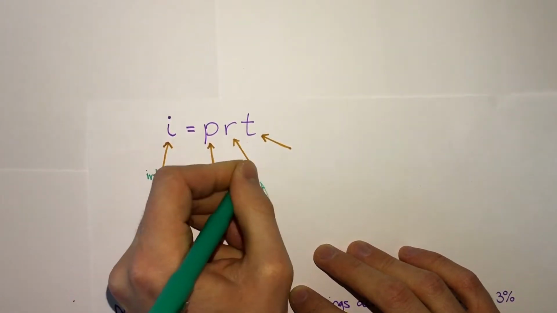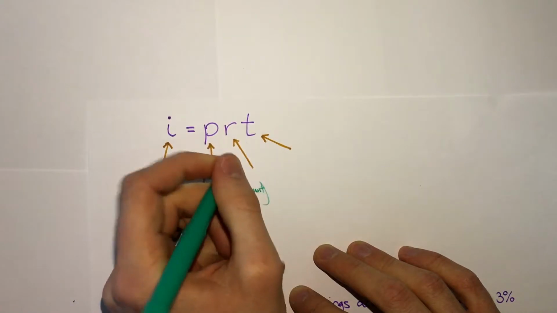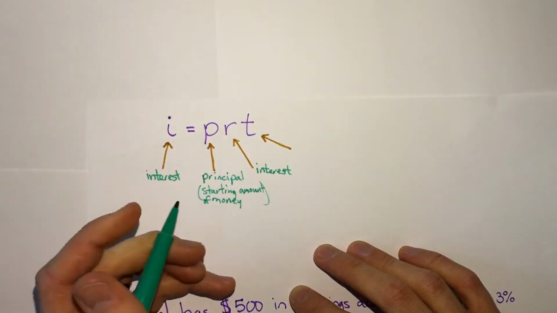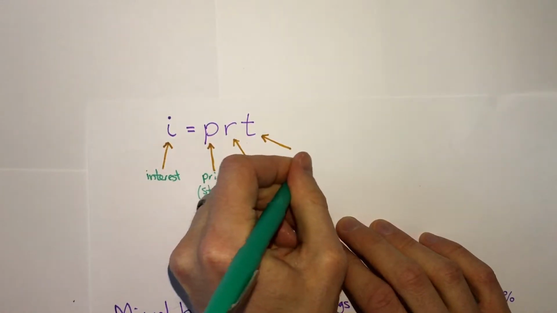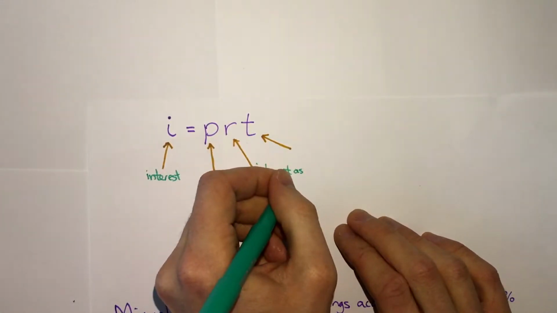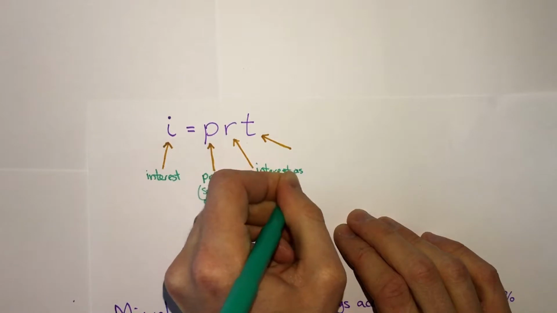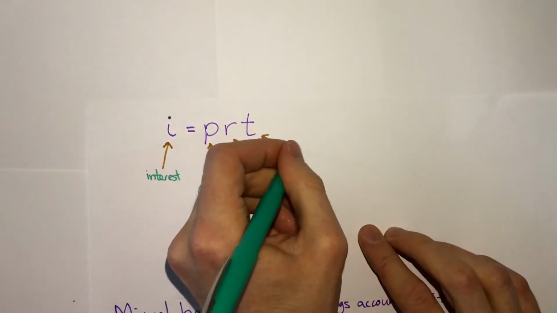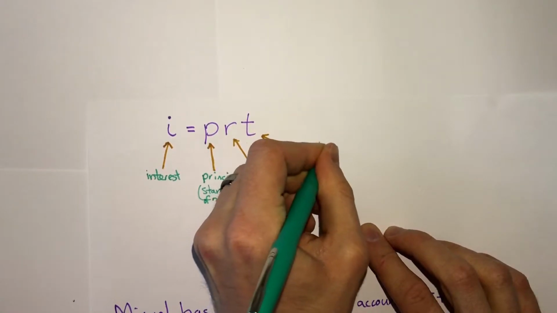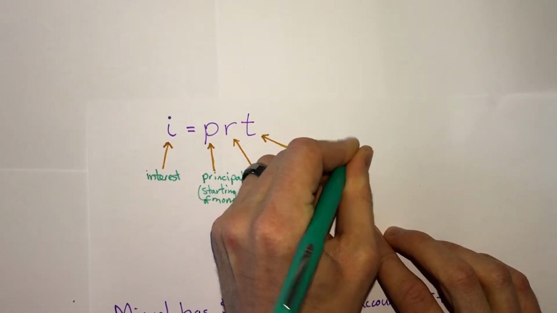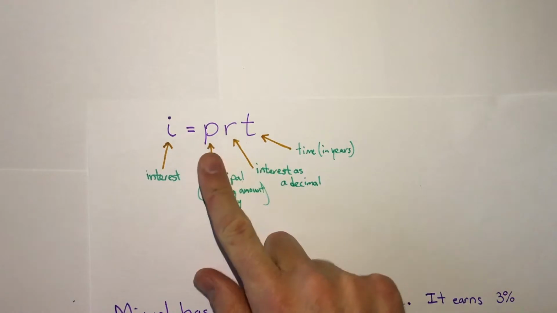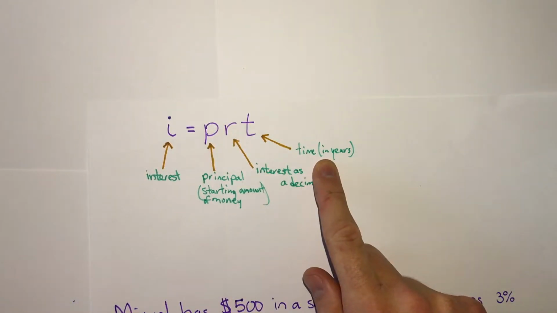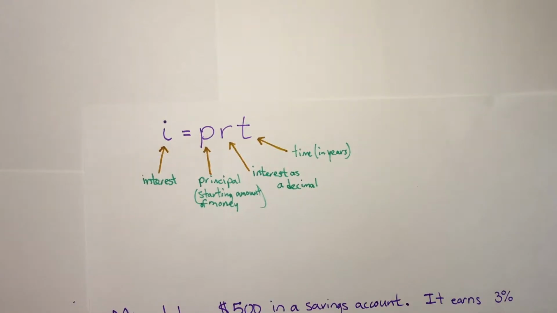And R is our interest rate as a decimal. So remember, 10% would not be 10, it would be 0.10. And last, T is time in years. So, fairly simply, if we know what our starting amount is, what our interest rate is, and what our time is, we can find our interest.